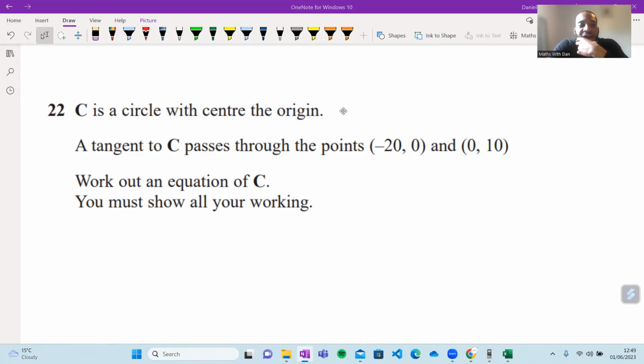And I've got a question in the chat. Is this an equation of a circle? It is, because we've got a circle here. C is a circle with a center origin. A tangent to C passes through the points (-20, 0) and (0, 10). Work out the equation of C. Well, C is a circle, as they told us in the first sentence. So they're asking us to work out the equation of a circle, right?